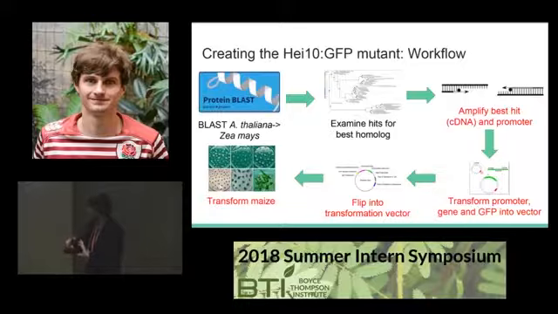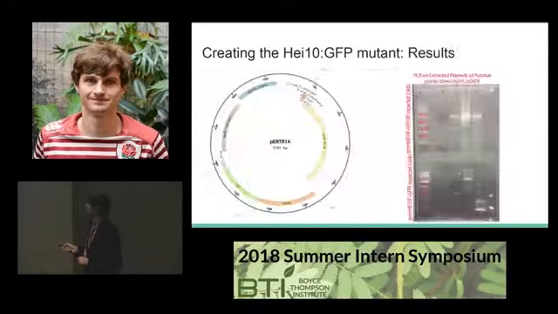And then after everything was in, we were going to flip it into the transformation vector, which will be used to transform the maize, which takes about 3 months. So here you can see what the vector should look like if everything's inserted. You have your restriction sites where it will insert the genes of interest, and the arms that will be used to flip the vector into the transformation vector.